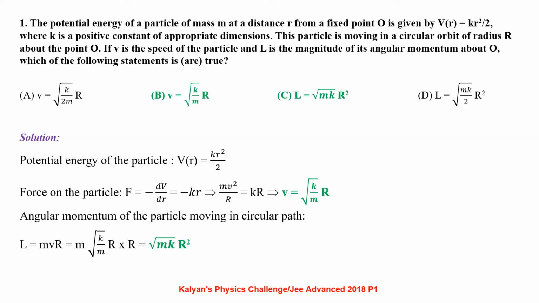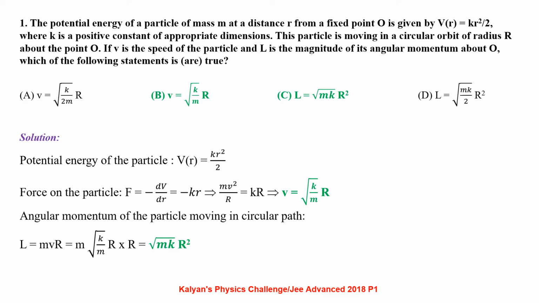The potential energy of a particle of mass m at a distance r from a fixed point O is given by V(r) equal to kr square by 2, where k is a positive constant of appropriate dimensions. This particle is moving in a circular path of radius r about the point O. If v is the speed of the particle and L is the magnitude of its angular momentum about O, which of the following statements is true?